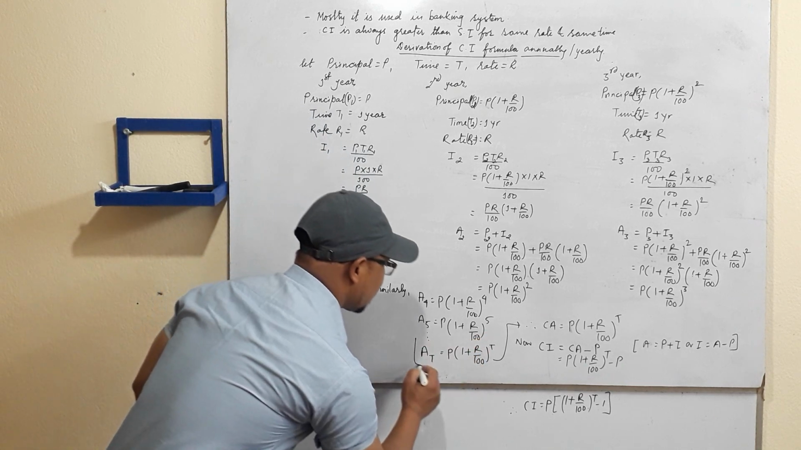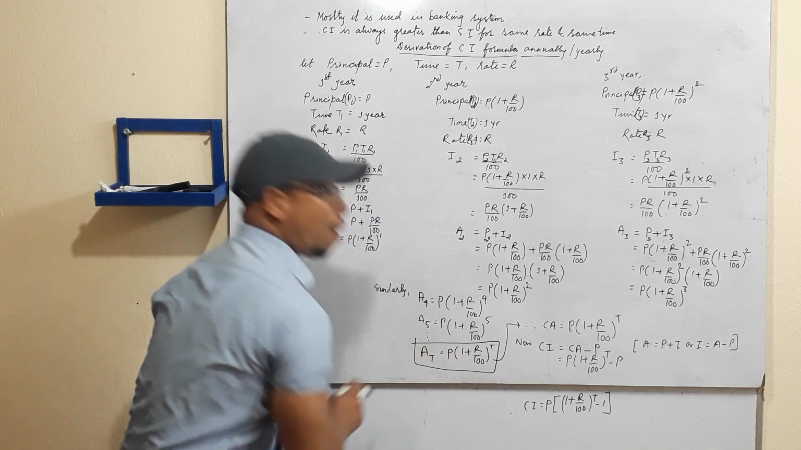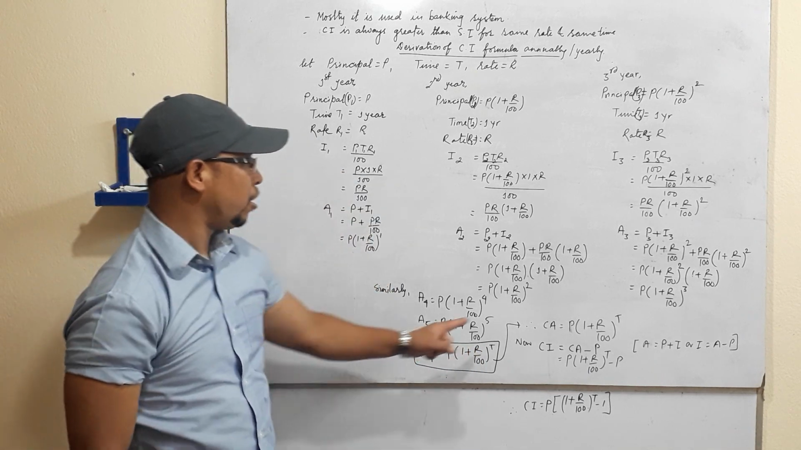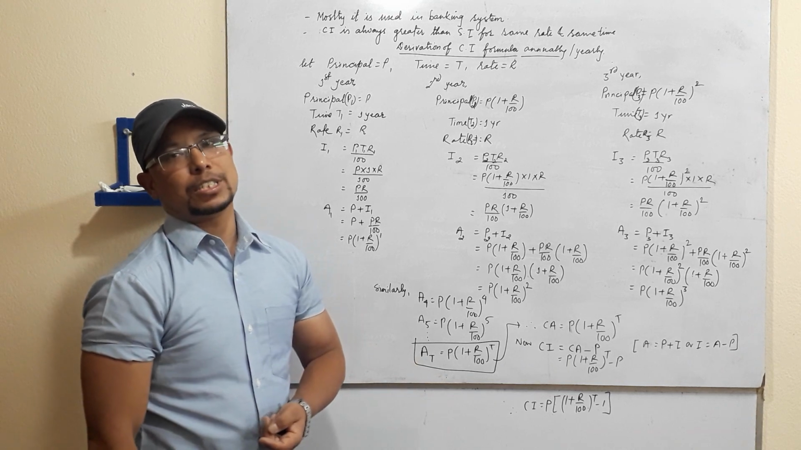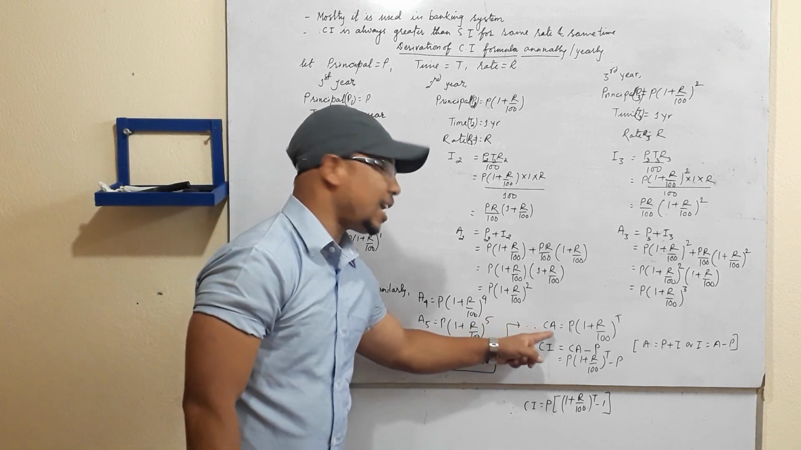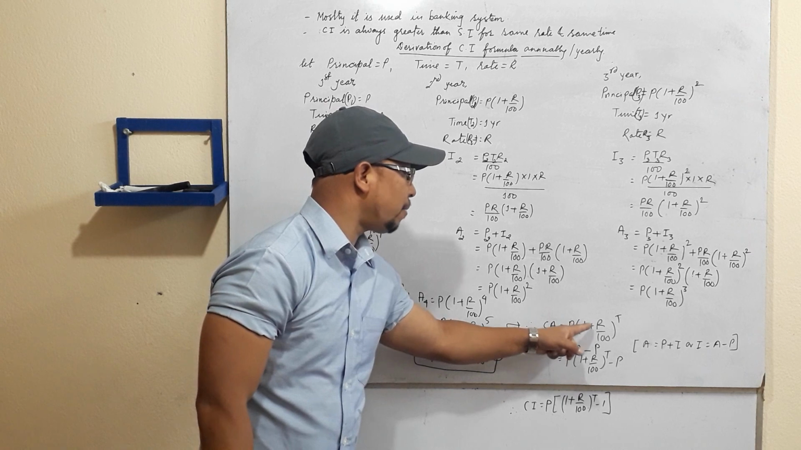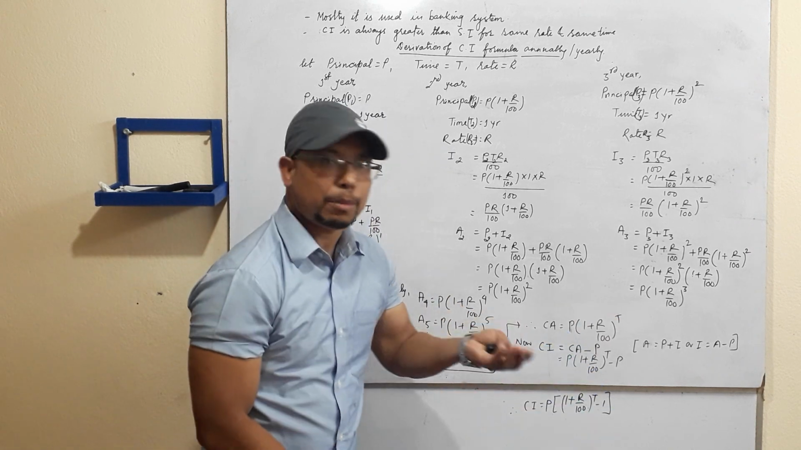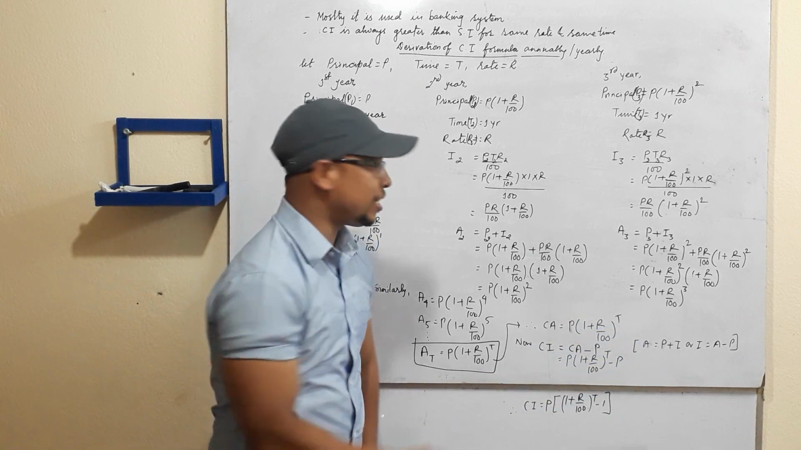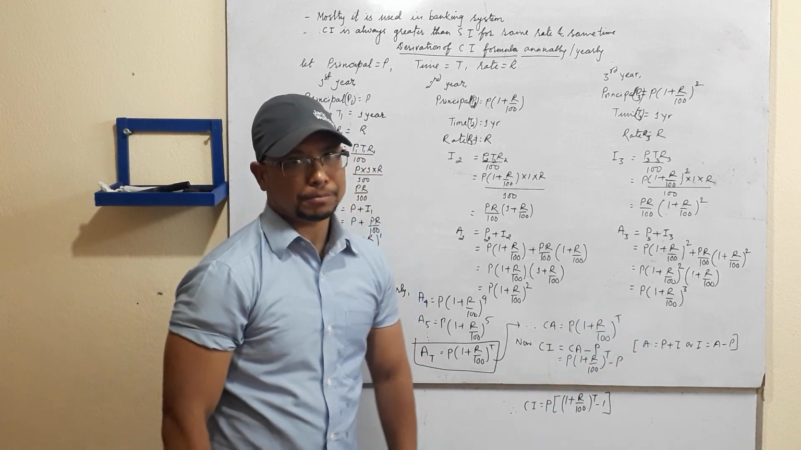And this is called compound amount. This is called what? Compound amount. So we denote it by CA. Compound amount is denoted by CA. So CA equals P(1 + R/100)^T. P stands for principal, R stands for rate, and T stands for time.